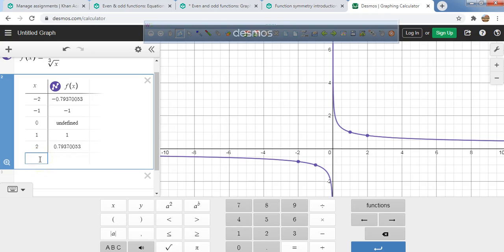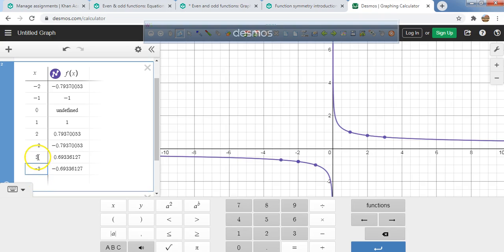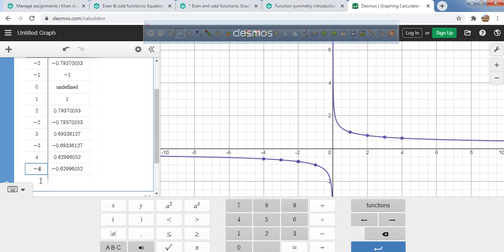So here's what we're going to do. Technically, if I type in a -2, right here, you can see these are opposites. If I type in a 3, and then I type in a -3, you should see that we got 3, 0.69, -3, -0.69. So you can test this and see this is definitely an odd function. So we know that for sure.